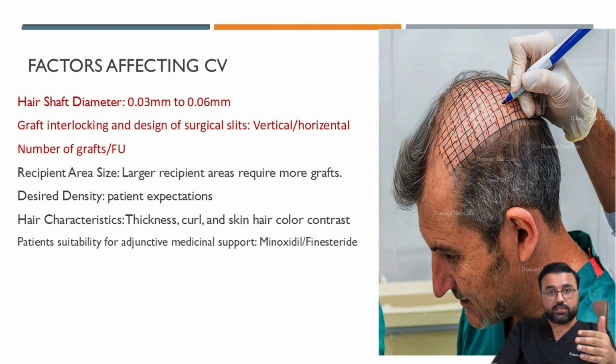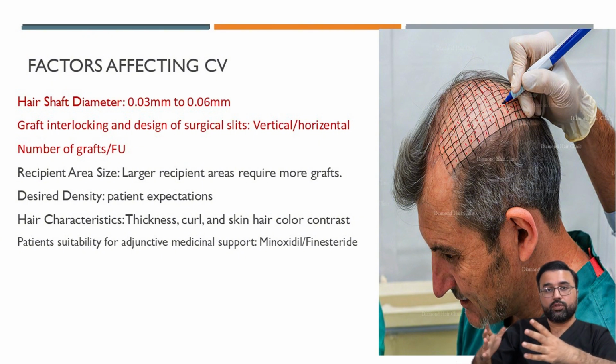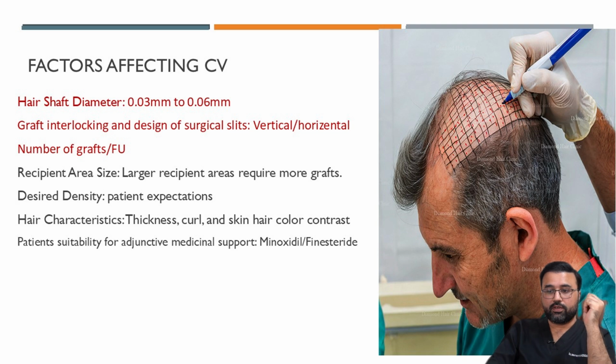Then recipient area size: if we have a very large area and a very limited donor supply, that can affect it. Then there is the desired density, how much density is desired. Patient expectation is very important: if a patient is expecting a certain type of look and cannot achieve that look, that also matters. Then the hair characteristics, this was often neglected. I still did not know it until I started serious reading for the exam, and then there were a number of things: hair thickness, curl, and skin-hair color contrast.